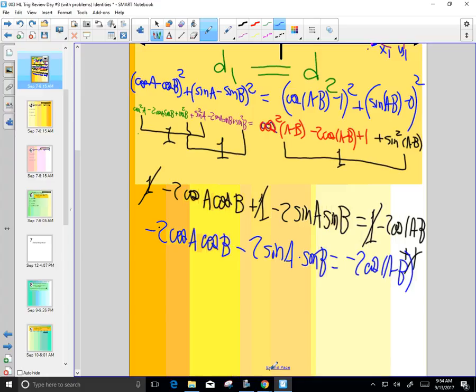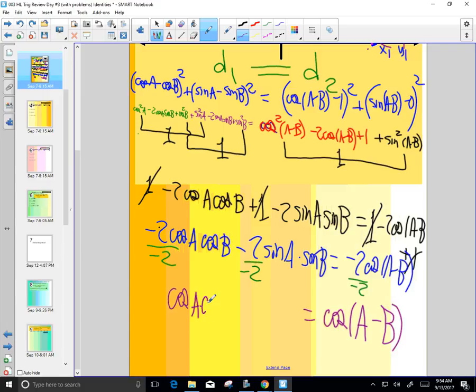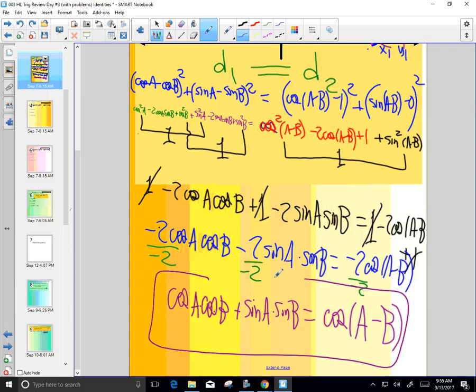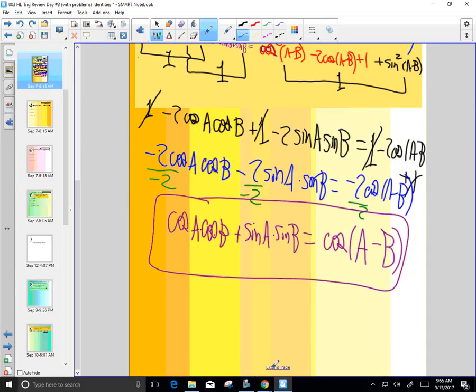What are you going to divide both sides by? Negative 2. Love it. So your final result is going to be cosine A minus B, that's this part, is equal to the cosine of A times the cosine of B plus sine of A times the sine of B. That is the formula that we're trying to get. That is the difference formula.